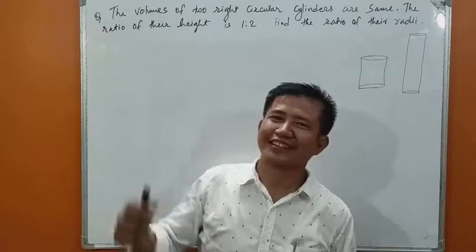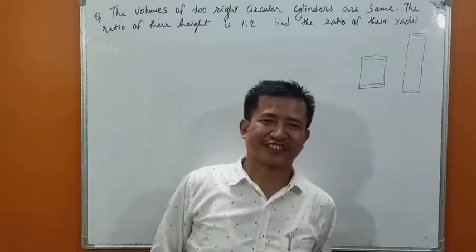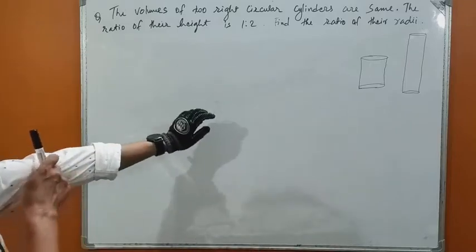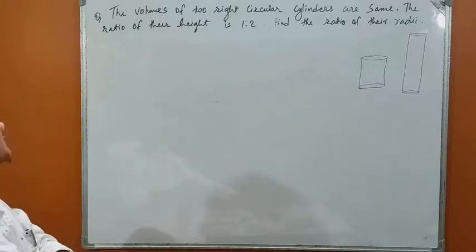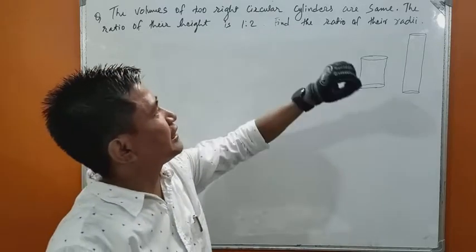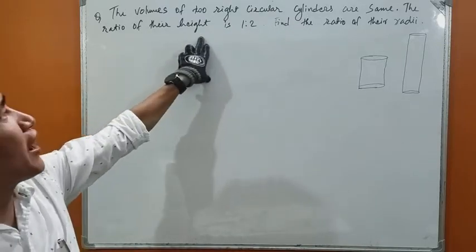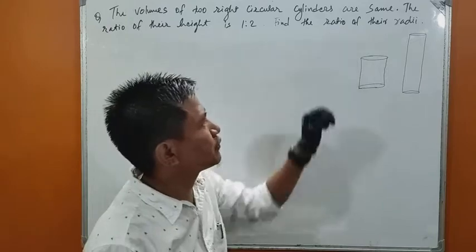Okay, so this is the next selected question. So let's do this. The volumes of two right circular cylinders are same. The ratio of their heights is 1:2. Find the ratio of their radii.